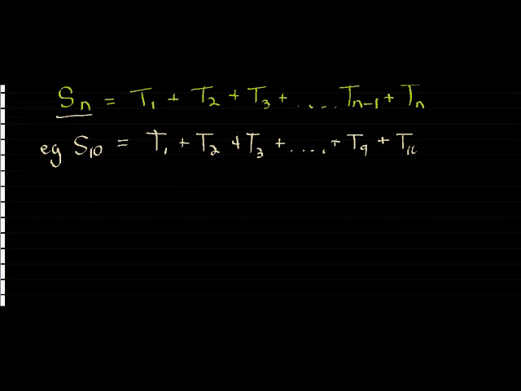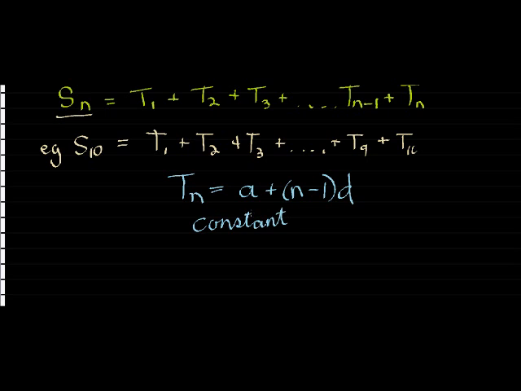Let's remind ourselves what the general term looks like. The general term of the arithmetic sequence is a plus n minus 1 times d. And how do I recognize the arithmetic sequence? It's got a constant difference. That is how I recognize it, and that's what takes the value of d.